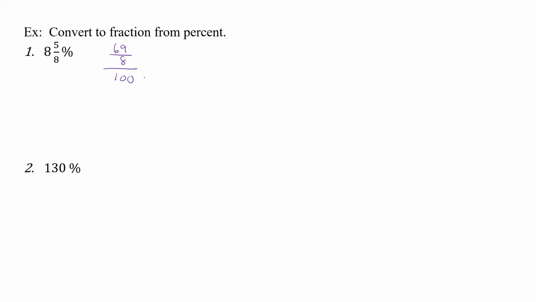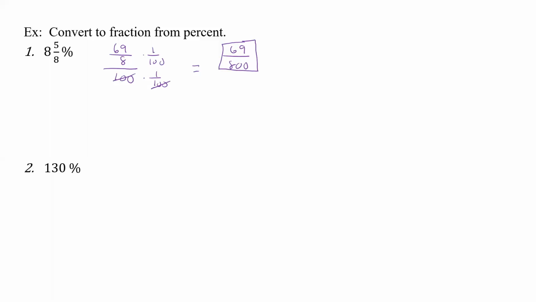Now what do we do? Well, now we multiply by 1 over 100. And so down here, those cancel. Now 69, that's going to be 3's and things like that, which don't cancel anything here. So what we get is 69 times 1 is 69. 8 times 100 is 800. And that's as far as we can go. So that would be then our fraction representation of the percent 8 and 5/8%.